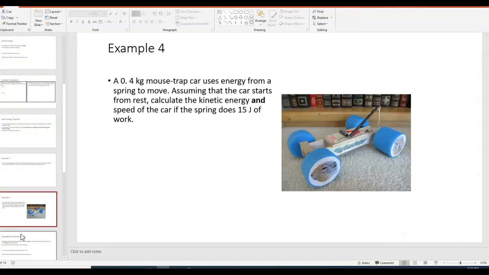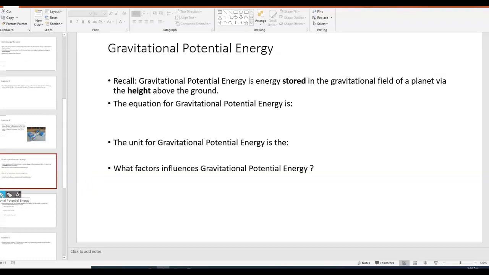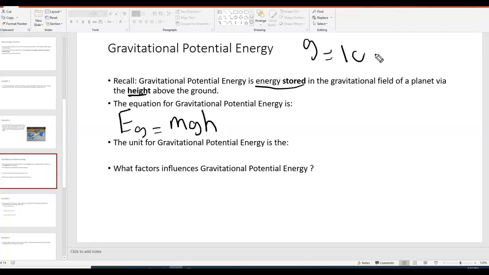Okay, the other type of energy we're going to talk about is gravitational potential energy. And remember, gravitational potential energy is energy stored due to height above the ground. Now the equation for gravitational potential energy looks like this. Eg, that's the gravitational potential energy, equals m times g times h. Where g, we are going to use a positive 10 meters per second squared. Now, some of you might be asking, why are we using a positive 10 and not a negative 10? Because when it comes to energy, the negative sign doesn't matter because the direction does not matter for energy.